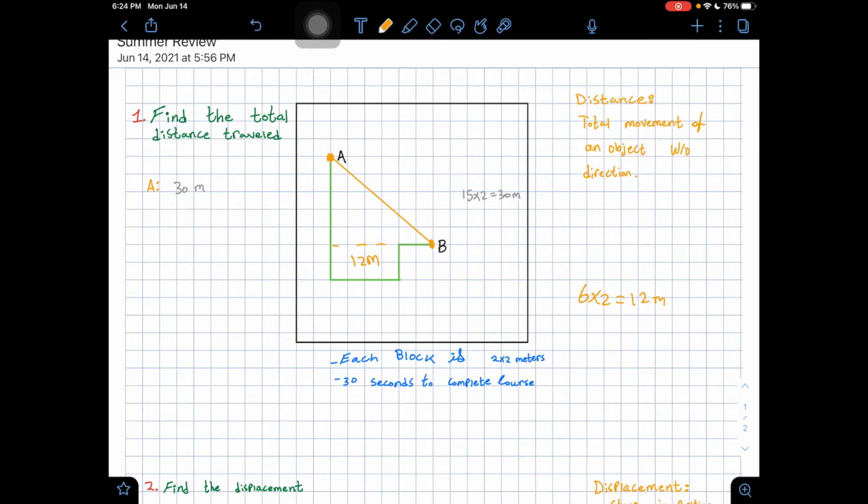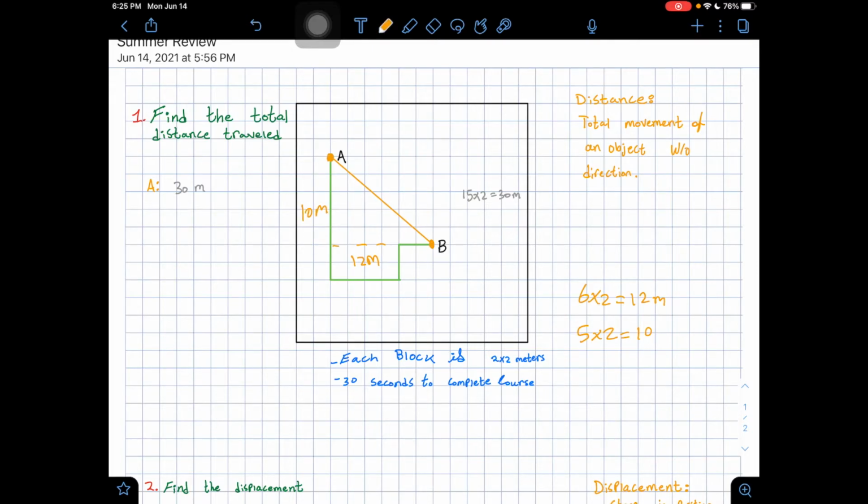So we have 1 block, 2 block, 3 block, 4 block, and a 5th block. So we have 5 blocks in our height. Each block is 2. 5 times 2 equals 10. We have a height of 10 meters.